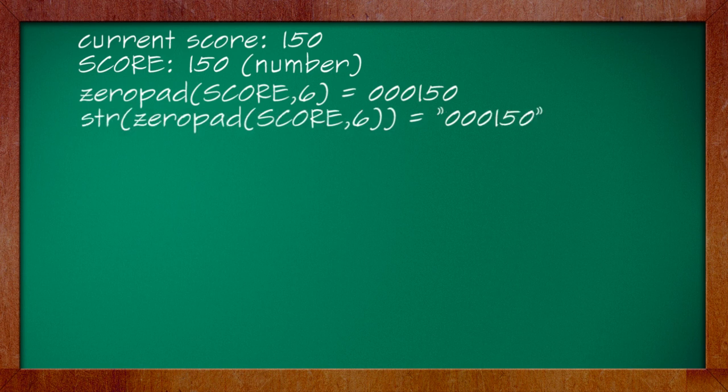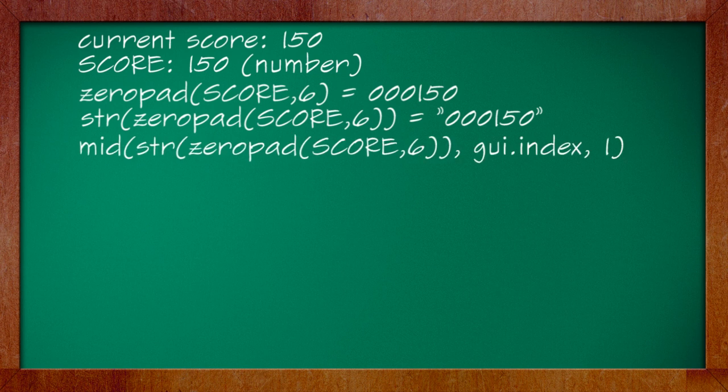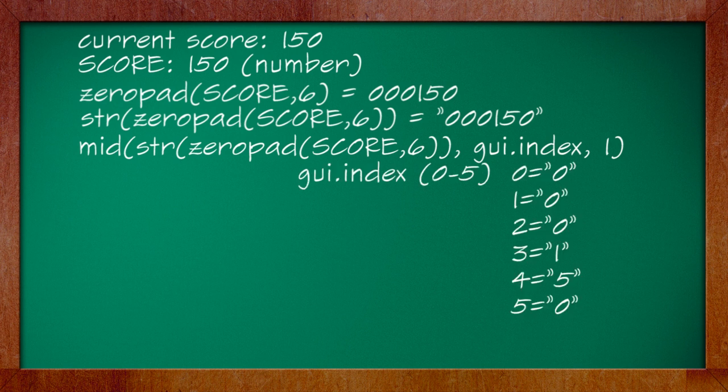Next, we extract a character of that string using the mid expression, using the string, an index of the GUI object, and a length of one character. So for example, index 0, 1, and 2 equals 0. Index 3 equals 1. Index 4 equals 5. And index 5 equals 0. And finally, we convert that to a number to specify which animation frame will be used by the object.